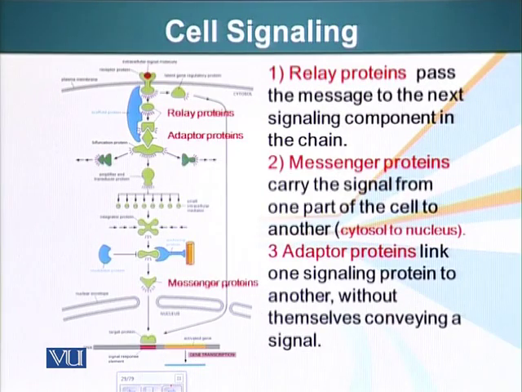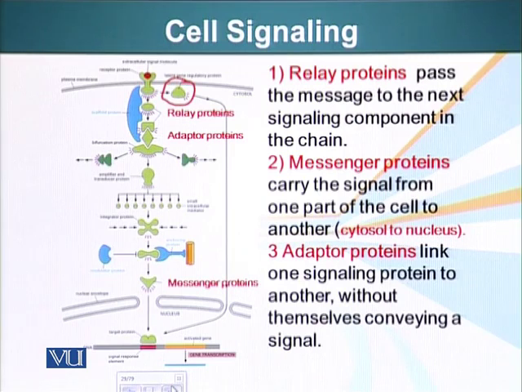Now let's look at the basic design of signaling systems, some of the proteins, and what role these intermediate proteins play. Some of these proteins are the relay proteins mentioned right here. These pass the message to the next signaling component in the chain.